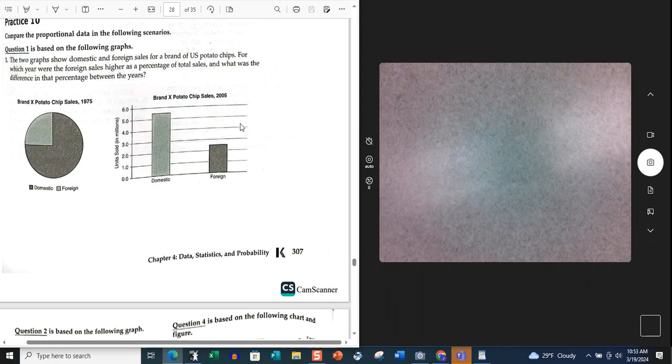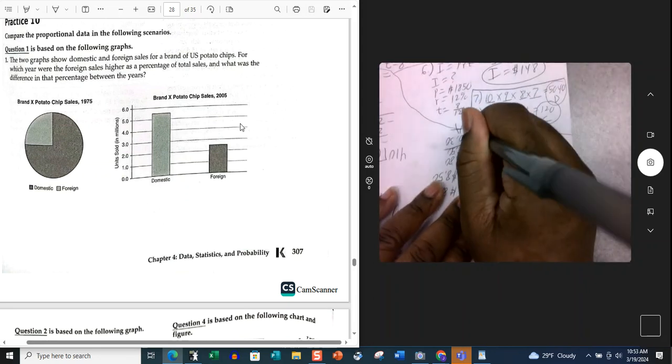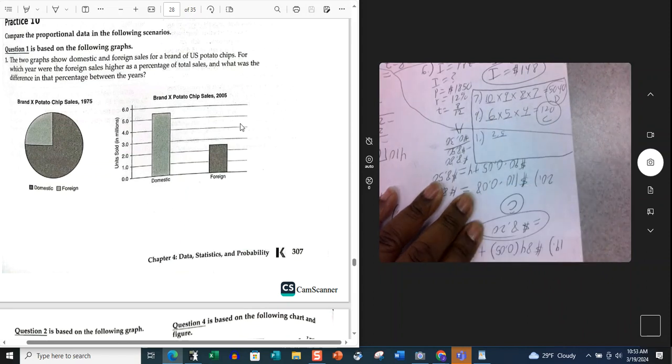So what we want to do is this here. We're going to write this out as a proportion. So we're going to take the 2.5 for the foreign, which we have here, and then we have to do total sales here. So 2.5, and that's about 5.5.